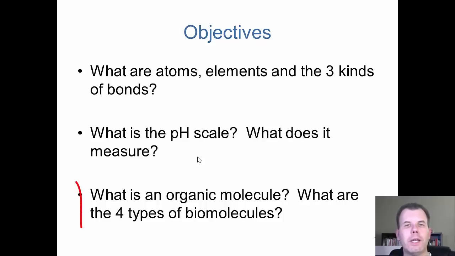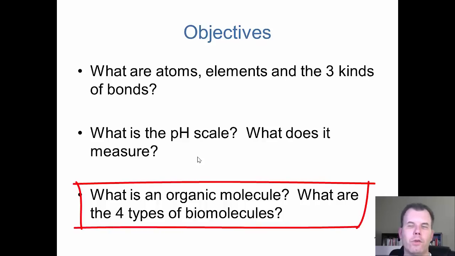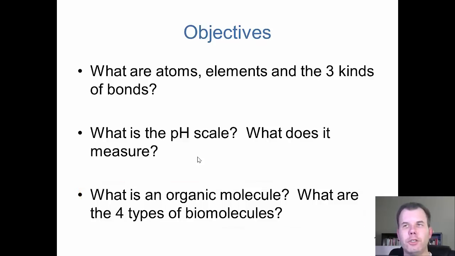And then finally, we'll get into the organic molecules. And so organic molecules are basically molecules that have both carbon and hydrogen in them. And we'll talk about the four main types, which include your carbohydrates, your lipids, your proteins, and your nucleic acids. And so these are all the important things for nutrition and things like this. So we'll look at these things as well. Okay, so that's what we're going into today.